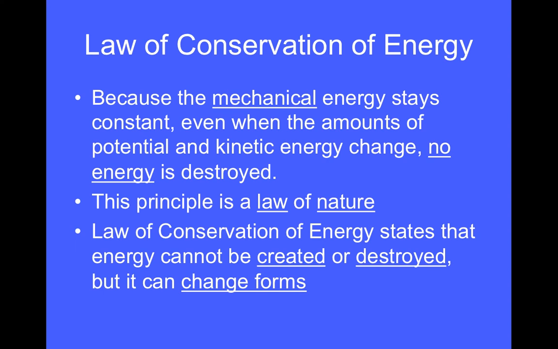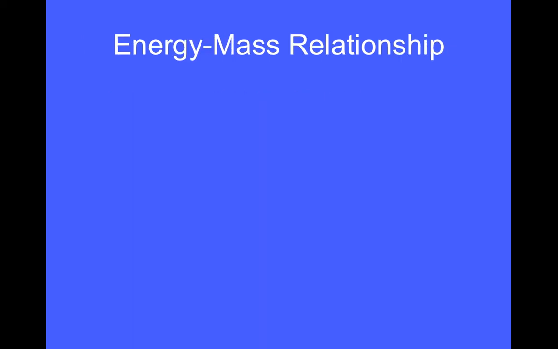But people who were working on the atomic bomb in World War II, it was called the Manhattan Project, discovered that in fact mass can be converted directly into energy, and if we can do that, then we should be able to also convert energy into mass. And this is where Einstein comes into play. He found out the relationship between energy and mass.